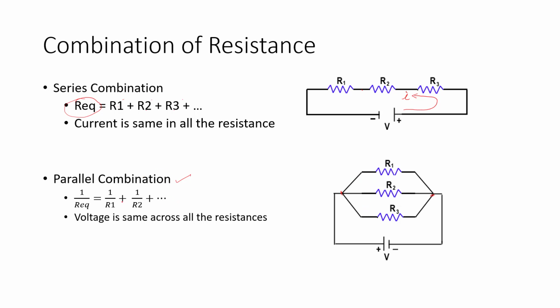In parallel combination, the equivalent resistance is given as 1 by R equivalent is equal to 1 by R1 plus 1 by R2 and so on. The equivalent resistance is smaller than all the resistances. So the value of equivalent resistance is even smaller than the smallest resistance that was present here.